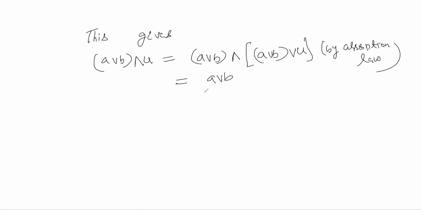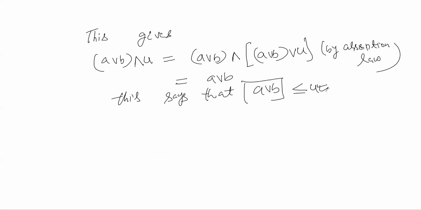And what does it mean? If you see the definition of the relation, this says that A join B is less than or equal to U. So this means that A join B is the supremum, because for any other upper bound, it is less than or equal to that upper bound. So therefore, it is the least upper bound. So thus, A join B is equal to the supremum of A and B.